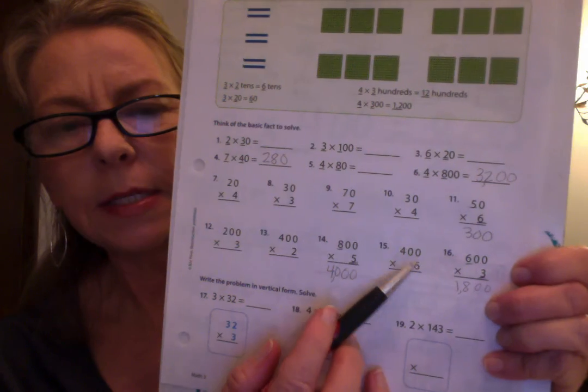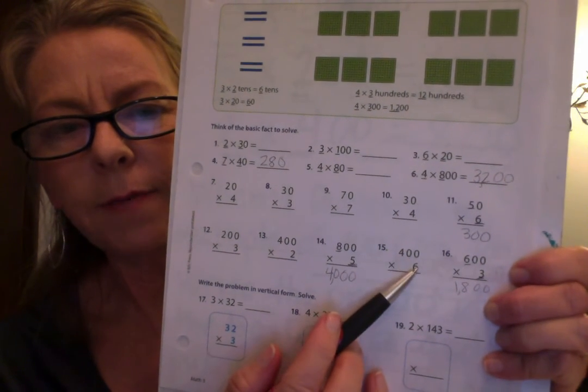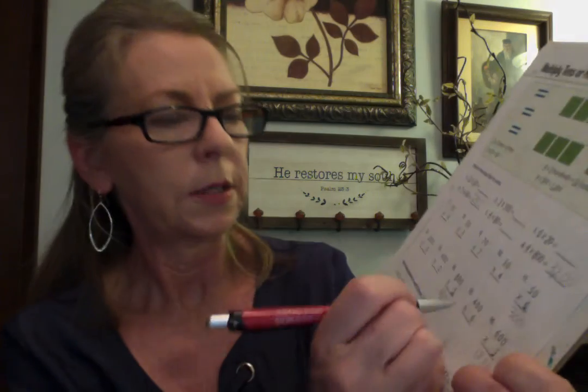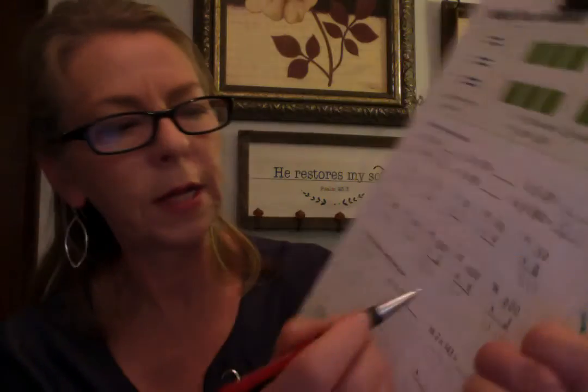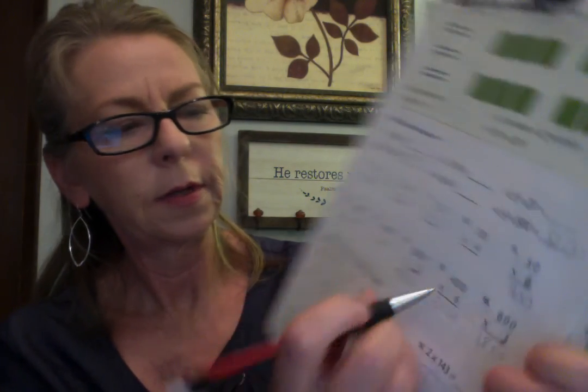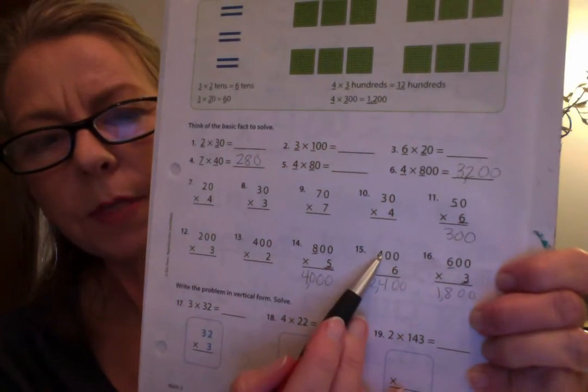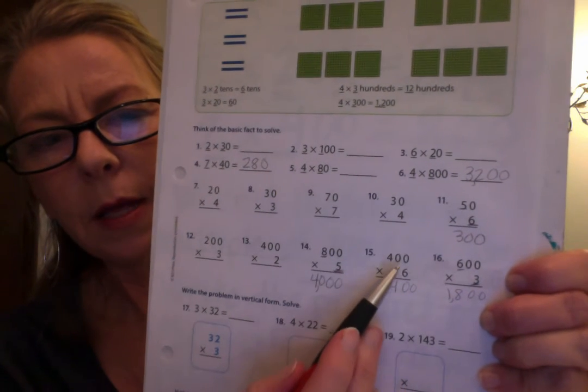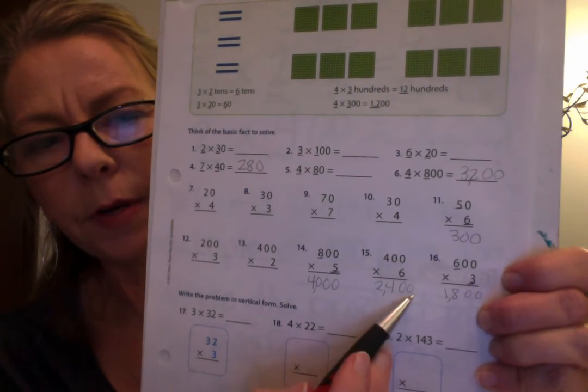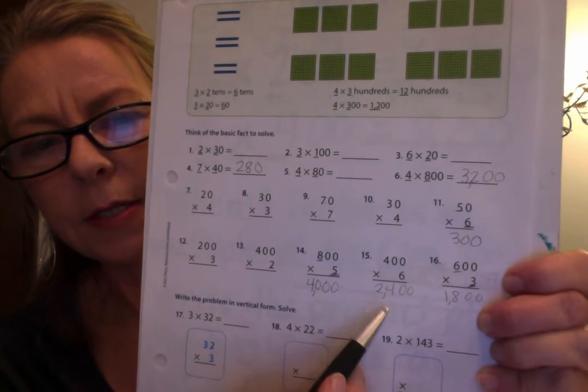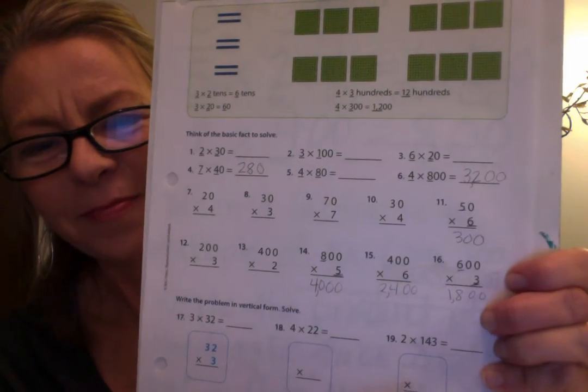Okay, why don't we try, well, you're probably good. Let's try number 15 together. So we have 6 times 400. Basic math fact, 6 times 4 is 24. And put a 0 for your 10s and your 1s. Okay, 6 times 4 is basic math fact, 24. Put a 0 for your 10s and a 0 for your 1s. 24 hundreds is our answer.